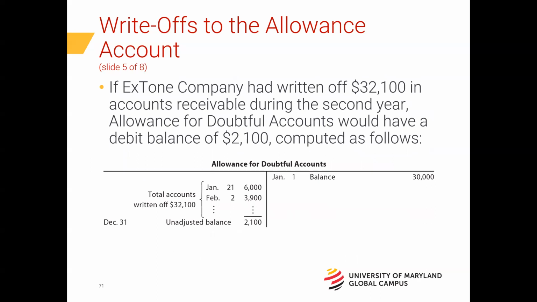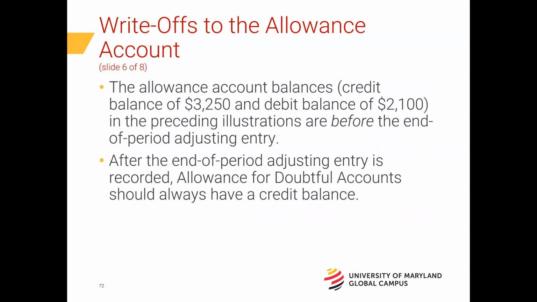If we had written off 32,100 in the accounts receivable during the second year, the allowance for doubtful accounts would have a debit balance. Of course, it would have a debit balance because it would be negative.